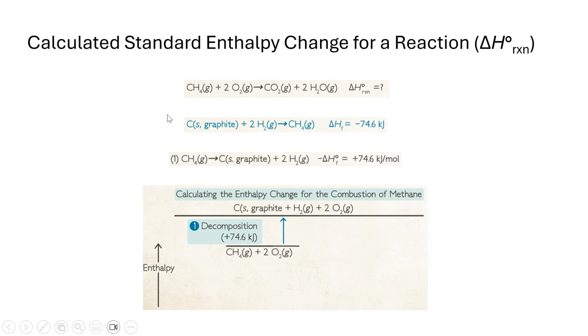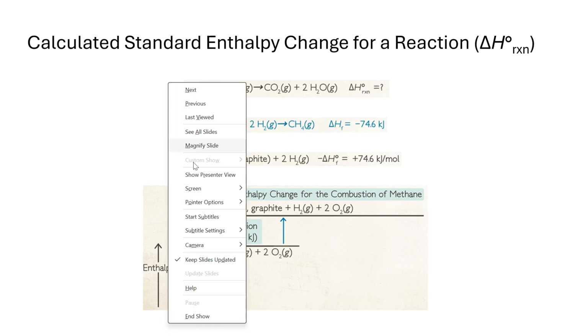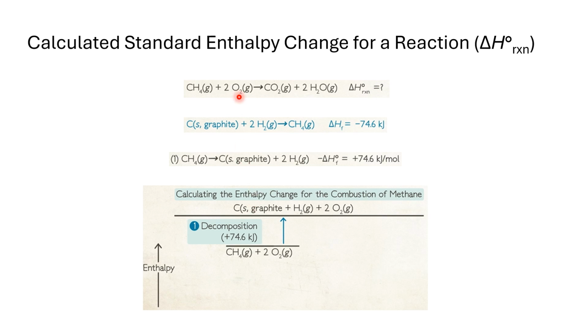Okay, here's a situation where I have a standard enthalpy change for a reaction. So here's my reaction. I'm taking methane, CH4. We got CH4 plus oxygen gas makes CO2 and water. Okay, and the question is, what is the standard enthalpy change for this reaction? Well, the first step we need to do is what? We need to decompose a compound into its constituent elements.